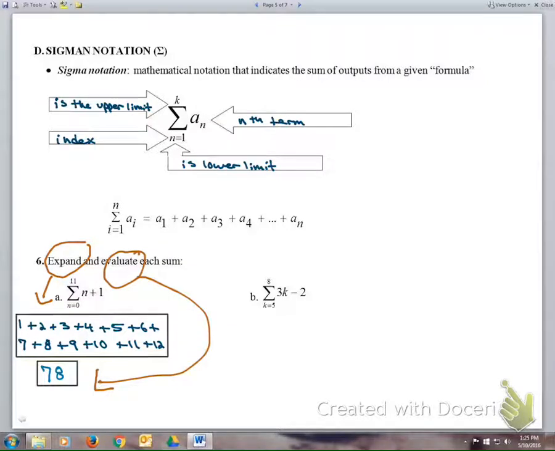All right, moving on. This one, a little bit less work. We plug in a 5, a 6, a 7, and an 8. So the index is, instead of an n, it's a k, but it doesn't matter what variable it is. So we've got plugging in a 5, then I'm going to plug in a 6, 7, and 8. So I'm going to go ahead and do that. Okay?